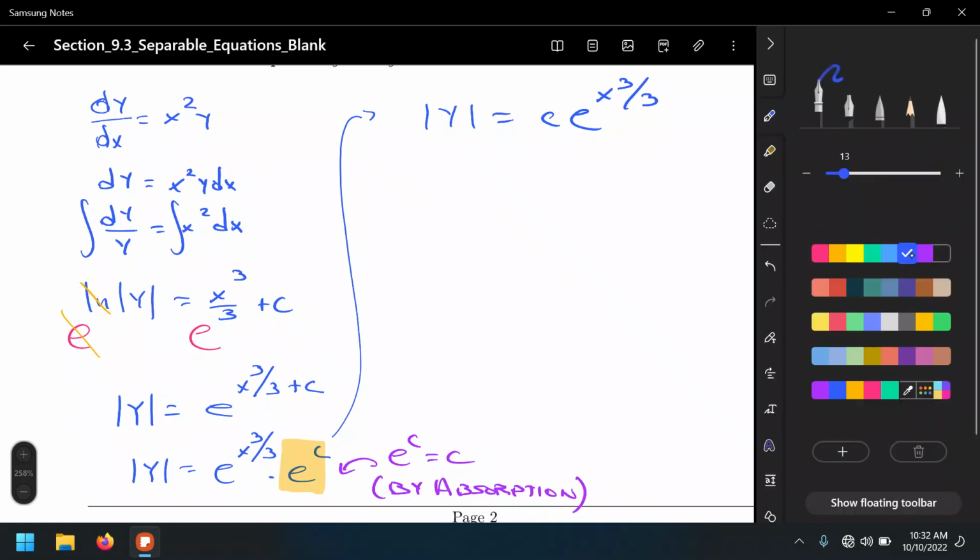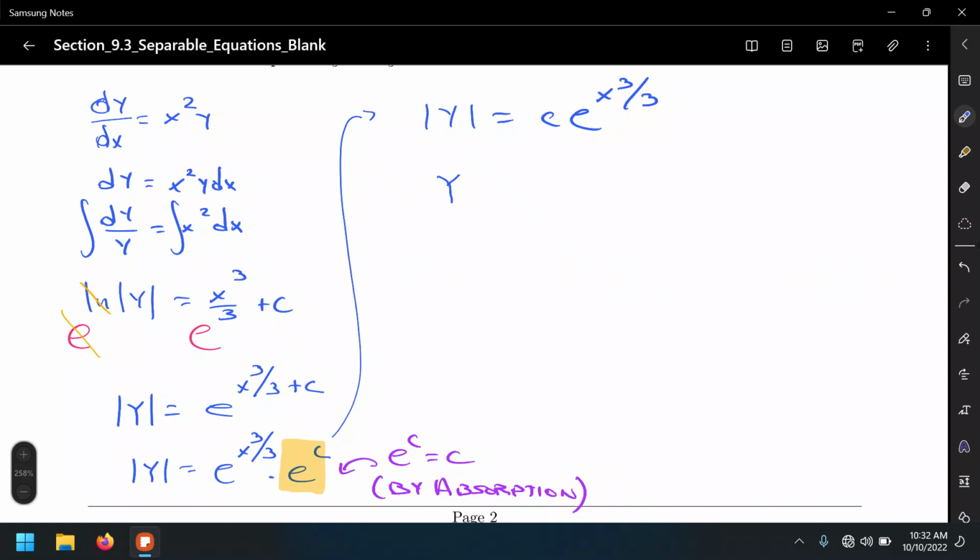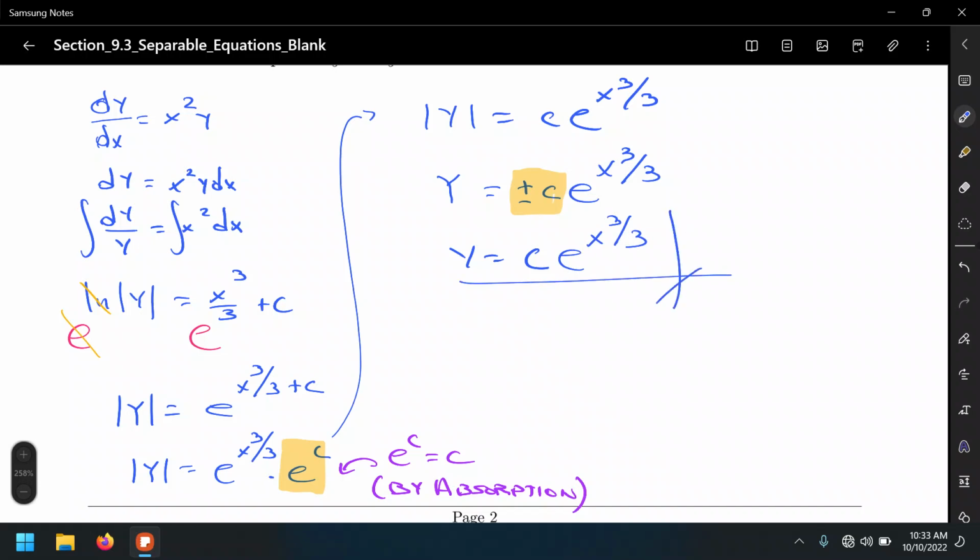So if we solve this absolute value, we can get rid of the absolute value bars. However, put a plus or minus C e to the x cubed over 3. Now, what happens with plus or minus C? That's just a constant. That constant multiplied by 5 is just a constant, right? That constant multiplied by negative 7 million is still just a constant, right? So in this case, we can get rid of the plus or minus because it's just a constant, and by absorption, that's our general solution.